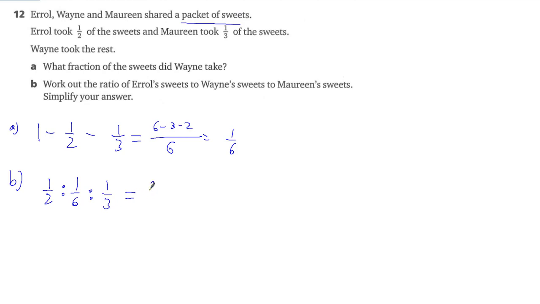So I will have 6 over 2 to 6 over 6 to 6 over 3. What does that mean? I will get 3 to 1 to 2. So our ratio will be 3 to 1 to 2.